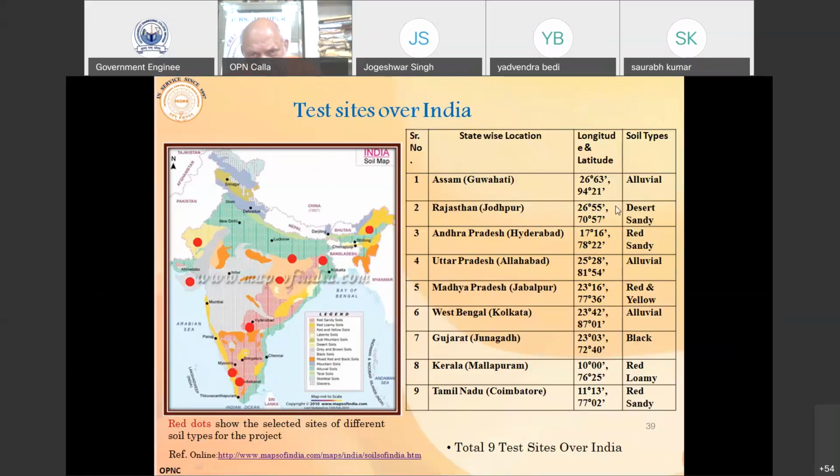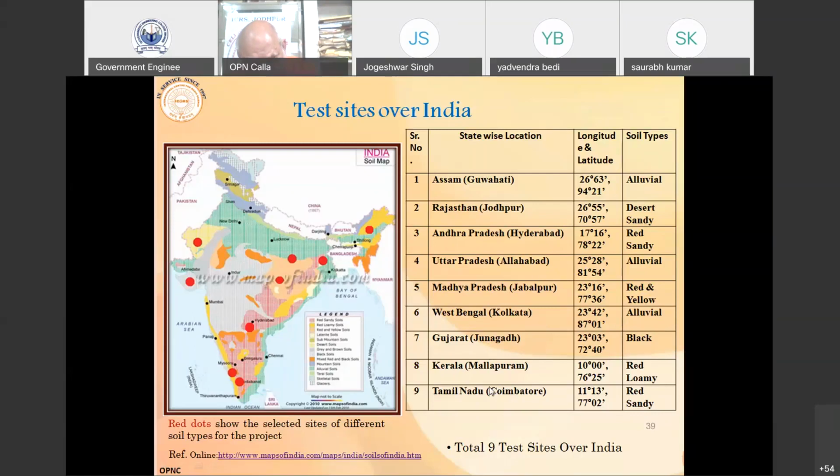Can you see the soils are different here? Assam has alluvial soil, Rajasthan desert sandy, Andhra Pradesh has red sandy, Uttar Pradesh alluvial, Madhya Pradesh has red and yellow, West Bengal is alluvial, Gujarat is black, Kerala is red loamy, and Tamil Nadu is red sandy. So you see the variability of the soil types across all the 9 states.